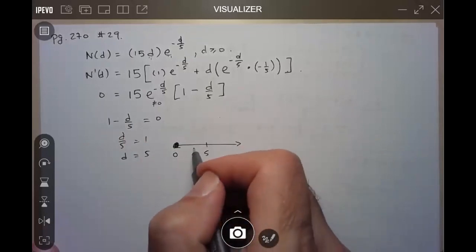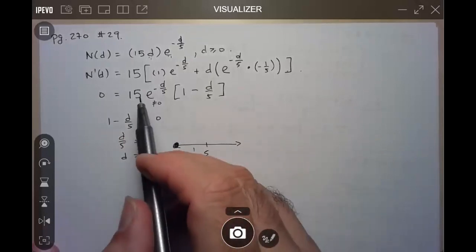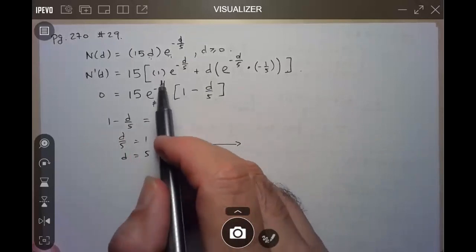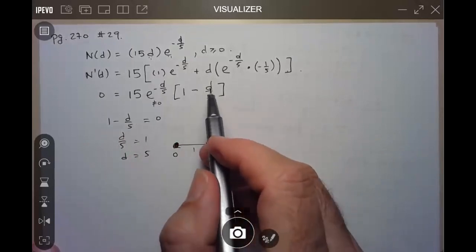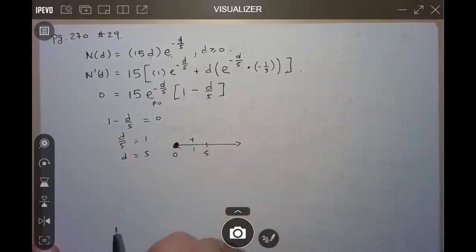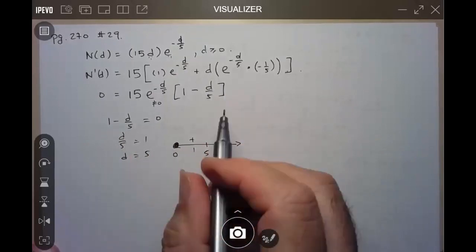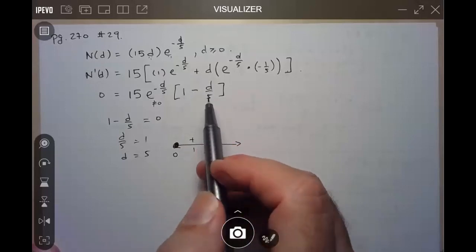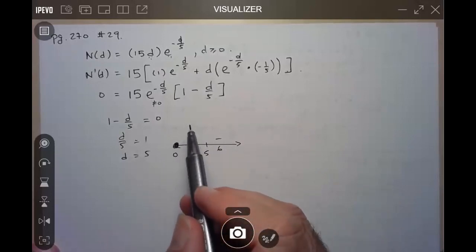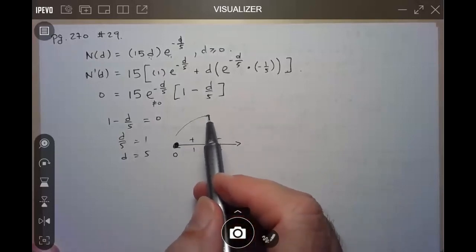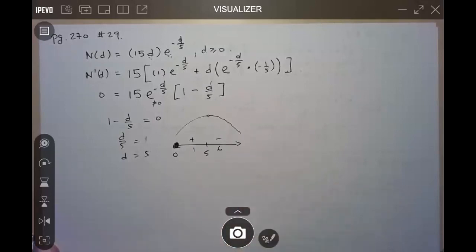So let's check, 1 here. And what do we have? Well, this is positive. This is always positive, again, exponential expression. So 1 minus 1 over 5 is going to be a positive number. Whereas if I put something like 6, 1 minus 6 over 5 is going to be negative. Okay. So we see that from 0 to 5, it's increasing, and then afterwards, it's continually decreasing. So it is indeed a maximum.